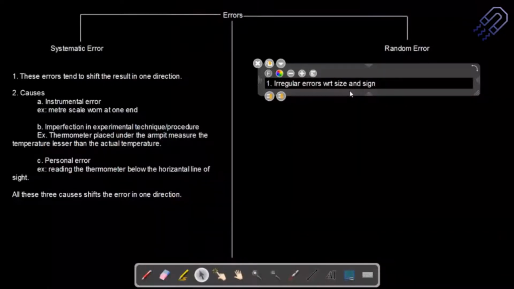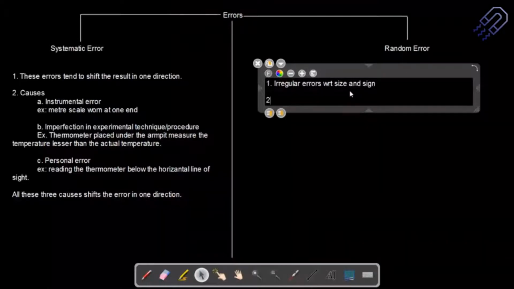I think you understand this with respect to size and sign. So error might be in size. Okay, error might be in sign, if it's in the positive direction or in the negative direction. Okay, no consistent effects across the entire sample.